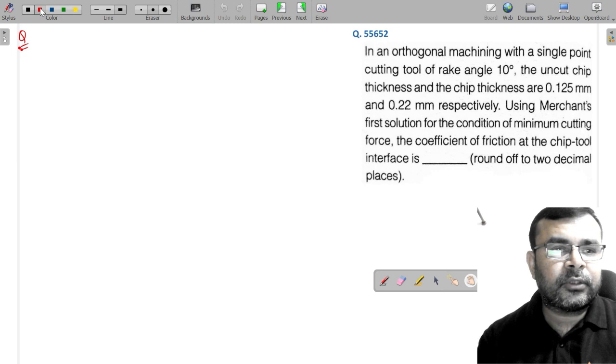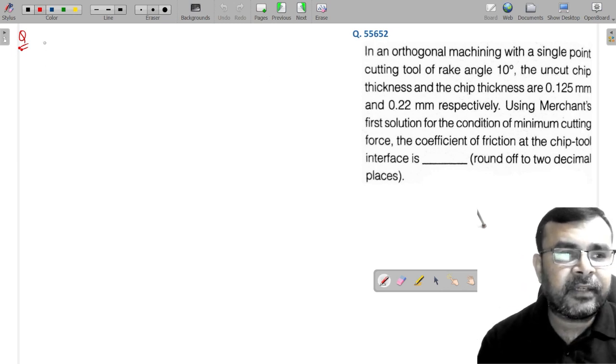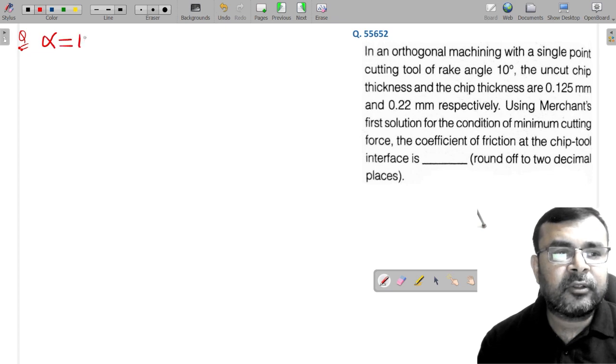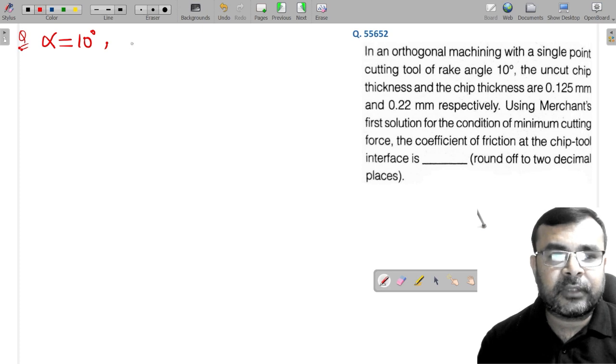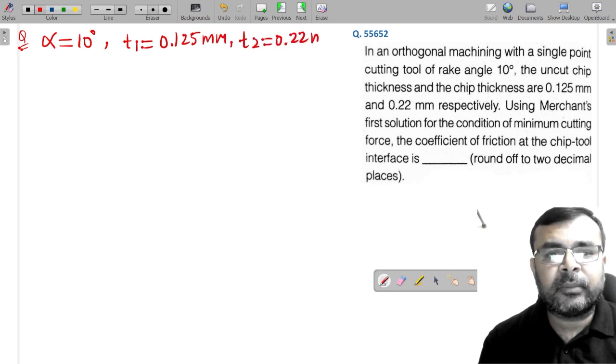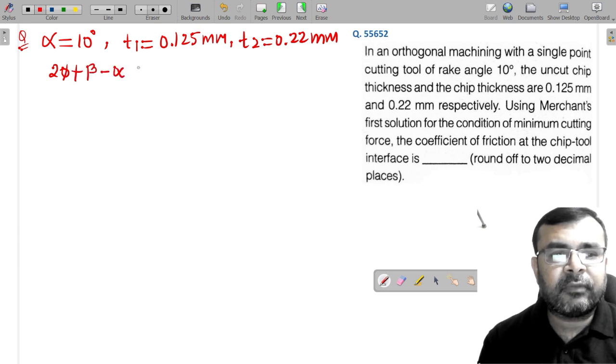ओके, सो लेट्स सी अनदर क्वेश्चन. इन एन ऑर्थोगोनल मशीनिंग विद अ सिंगल पॉइंट कटिंग टूल, रेक एंगल इज गिवन हियर, दैट इज अल्फा इज इक्वल टू 10 डिग्री. Uncut chip thickness and chip thickness are T1 है 0.125 millimeter and T2 is 0.22 millimeter respectively. Using Merchant's first solution, which means 2 phi plus beta minus alpha is equal to 90 degree. ये हमें given है.